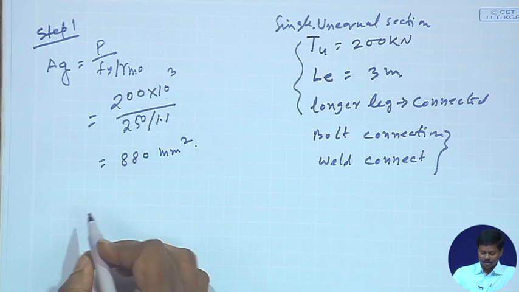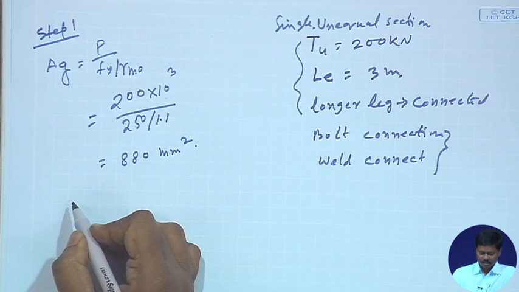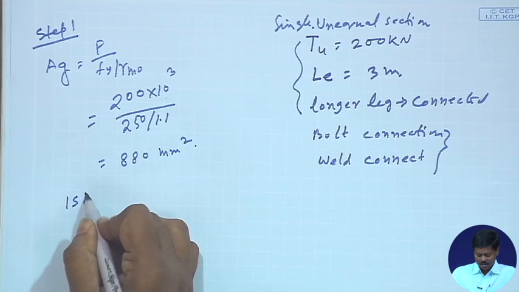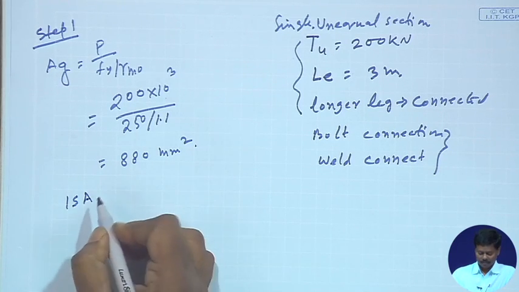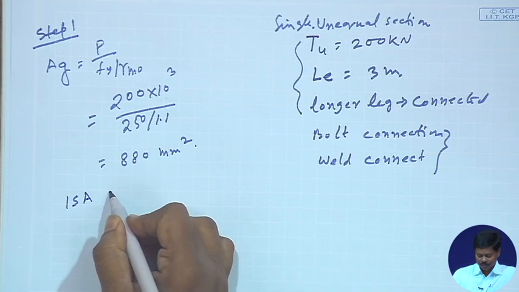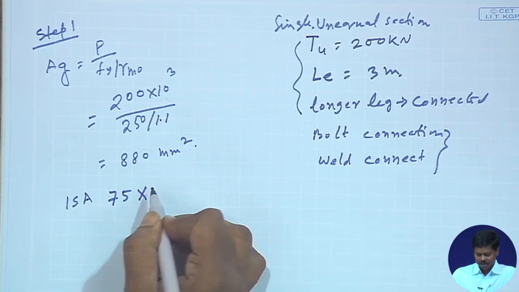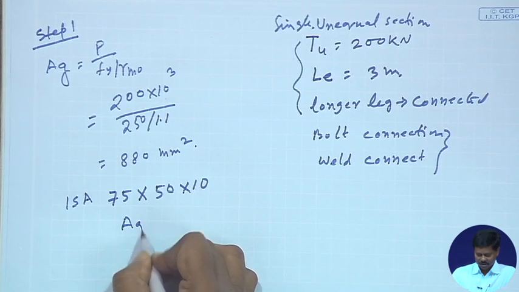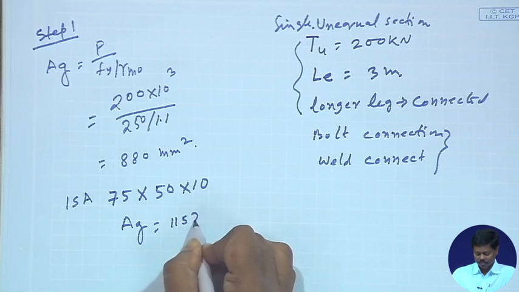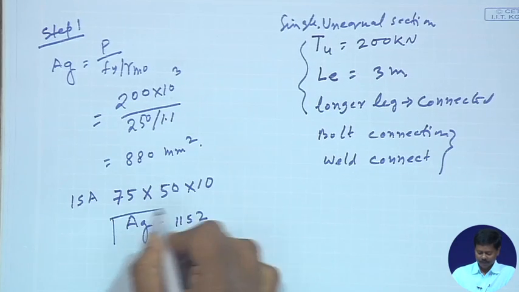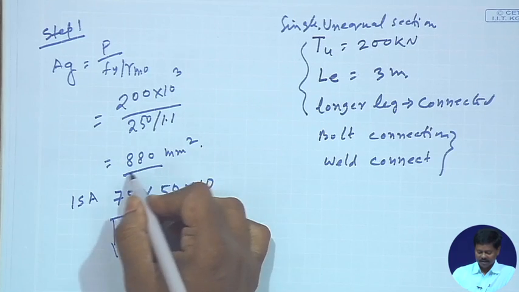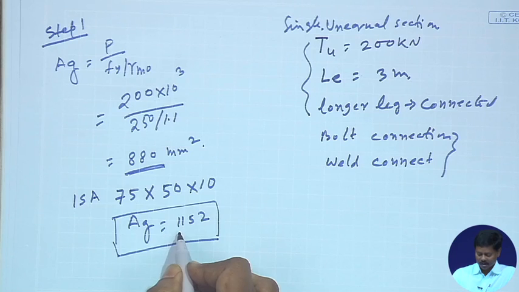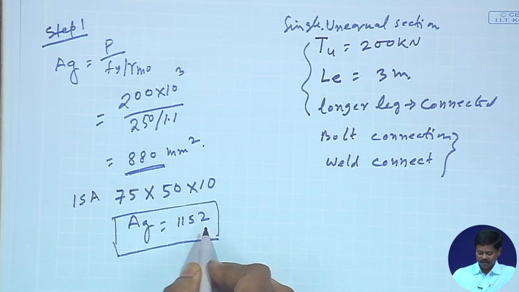Now, we can use a suitable section, and that is a single angle section, unequal section. So, we can look into SP6 and find out a suitable section. Say for example, we are choosing 75 by 50 by 10, whose gross area Ag is 1152. Here if you compare, the required area is 880, but we are giving a little higher, 1152, not marginally, right.